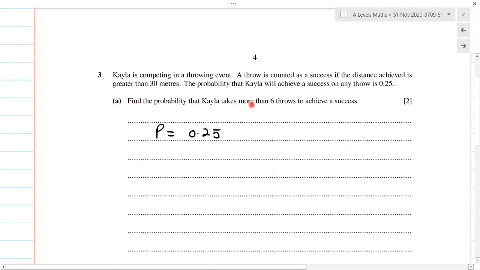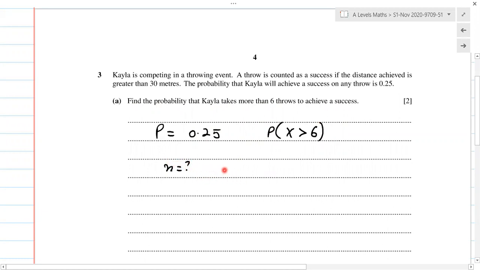Find the probability that Kayla takes more than 6 throws. So we have to find the probability of needing more than 6 tries to achieve a success. Now remember, there is no number of events given over here. It just says find the probability that Kayla takes more than 6. More than 6 out of how many? So n is not given over here. So n is unknown. How many tries is she going to take?